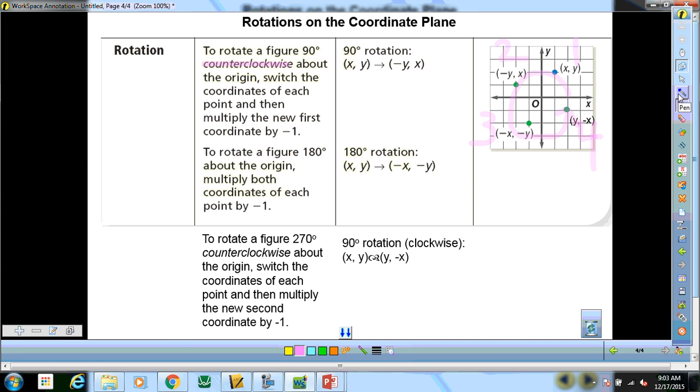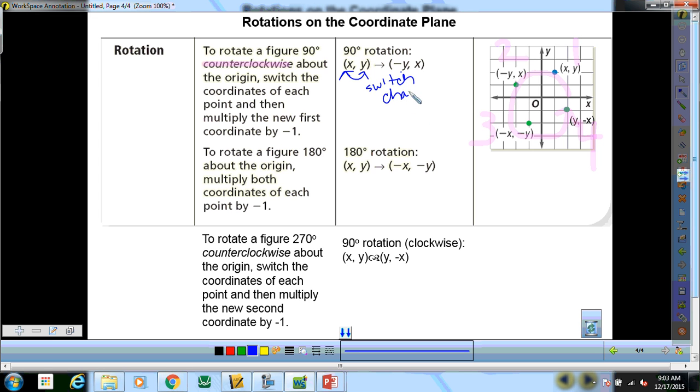All of these rules are simple. We're not adding and subtracting a lot, but you do have to memorize what the rule is. The rule for a 90-degree counterclockwise rotation is to switch X and Y, and then I have to change Y's sign. So switch and change Y. That's the rule for a 90-degree rotation.